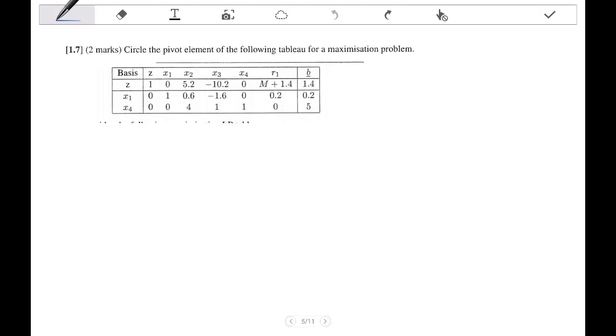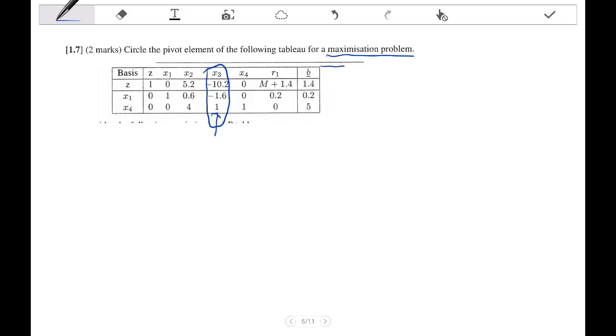The next question says, circle the pivot element of the following table for a maximization problem. So the problem is a maximization, it's not a minimization. So the first thing to do if you want to identify the pivot element is to look for the highest negative number, or the smallest number that has a negative sign. So this is the highest negative number. Then circle this column here. Then after circling that column, do the ratio operation.